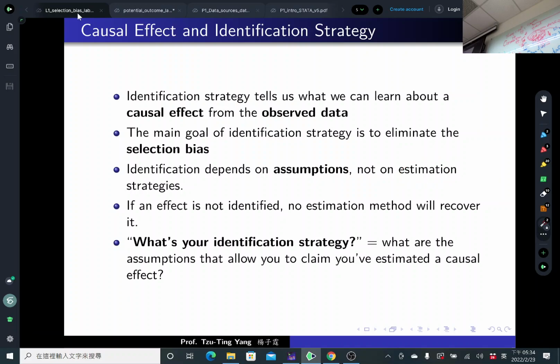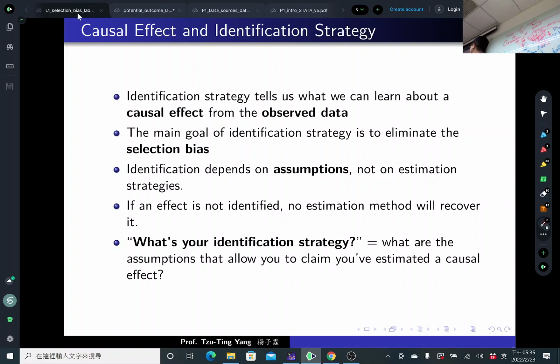So in this class, you will focus more on identification strategies, like difference-in-differences and regression discontinuity, not on how to calculate or estimate the coefficients. You will focus on what the coefficient means. Whenever people ask what your identification strategy is, it is equal to asking what assumptions allow you to claim you can get a causal effect. Each identification strategy has its corresponding assumptions under specific conditions. Any questions?